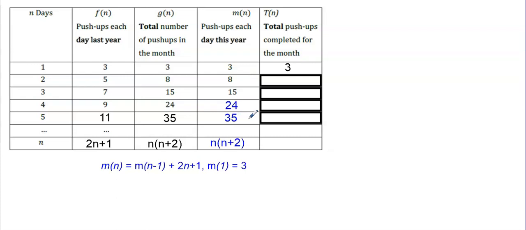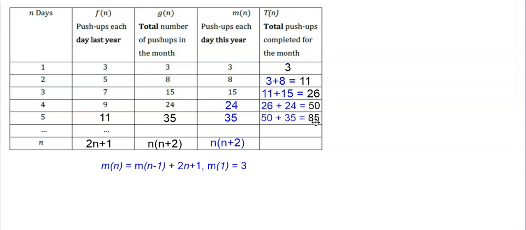Now what we need to do is get a model for the total push-ups completed for the month for this new year. What that means is we take the 3 plus the 8. So for day 2, for the month, he's doing a total of 11 push-ups. On day 3, we're taking this 11 plus 15, and we're having a total of 26 push-ups. And then 26 plus this 24 makes 50. And then on day 5, he'll have done a total of 85 push-ups.